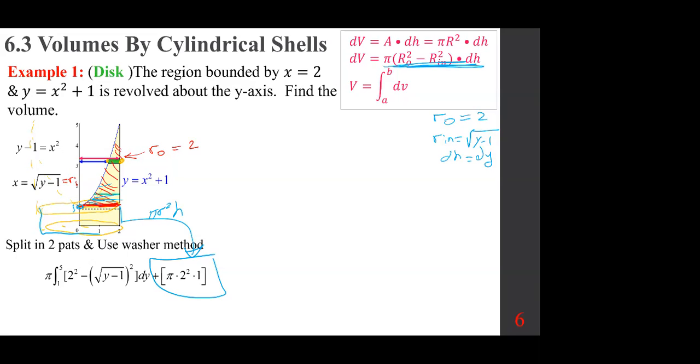We can simplify and evaluate. I'm assuming everybody can do that. Okay, so take a look. So here's the outer radius, here's the inner radius, and here's the thickness of slice. Here's the cylinder as it was mentioned. If we simplify this one, class, we get 4 minus y minus 1, which becomes 5 minus y.